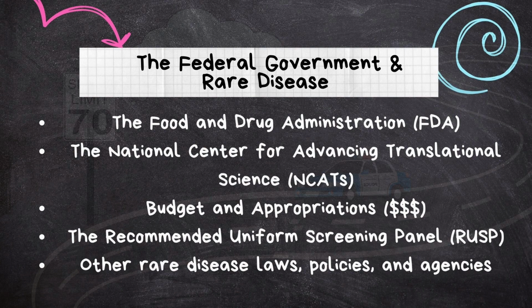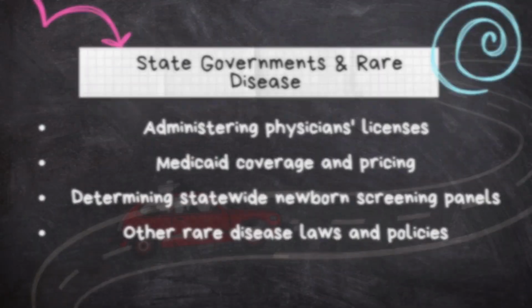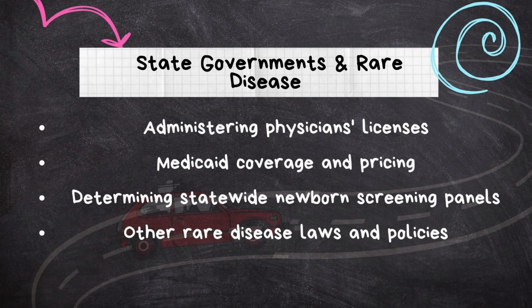These are just a few examples of the many ways the federal government's laws, policies, and agencies pertain to rare disease. So, what decisions are left for the states? Much like how the rules of the road create conditions for driving, but individual people have to drive the cars, these federal policies create a framework within which the states operate. States, like drivers, have the autonomy to take the wheel.